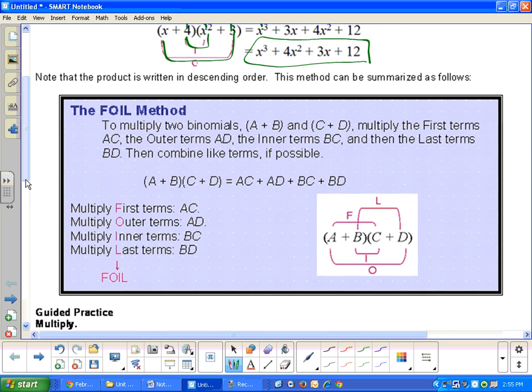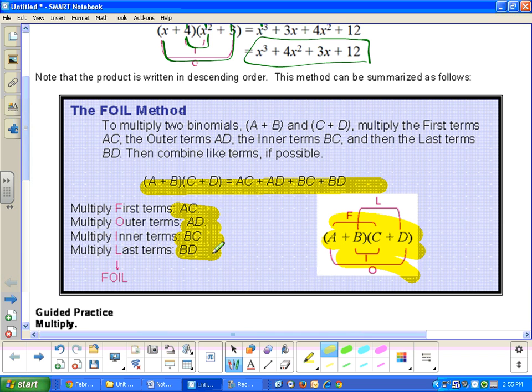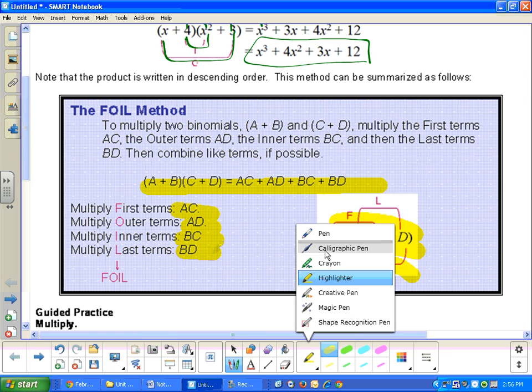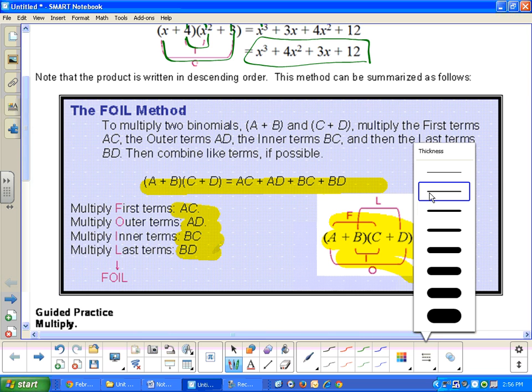The product is in descending order. You can change it, but normally you see answers written in descending order. This is just simply your notes that show you that you should have 4 terms. So when you're doing these problems, if you don't have 4 terms, you need to see which ones you've missed.